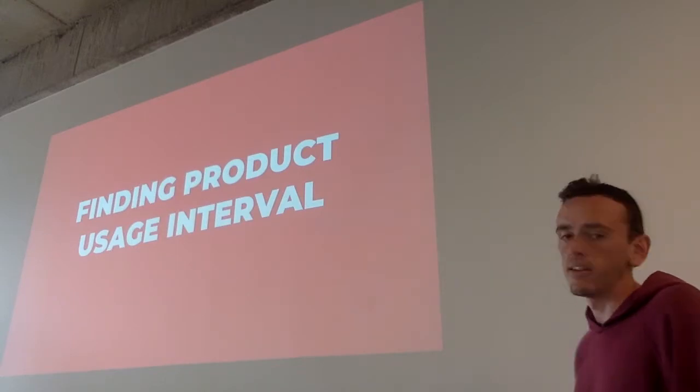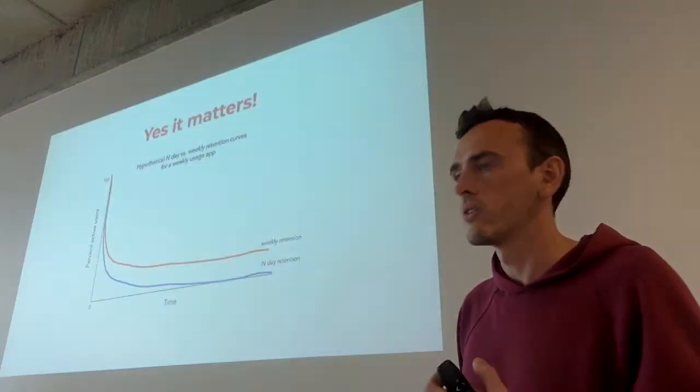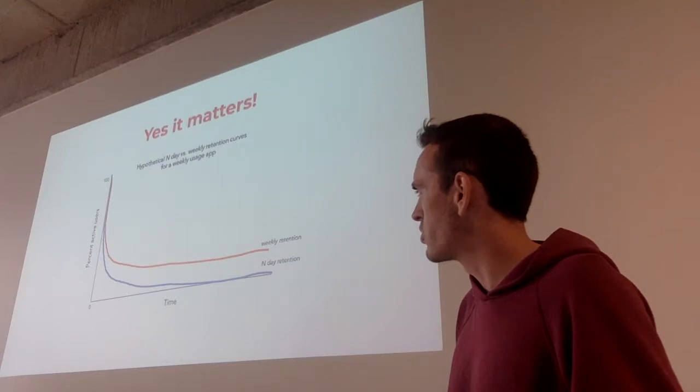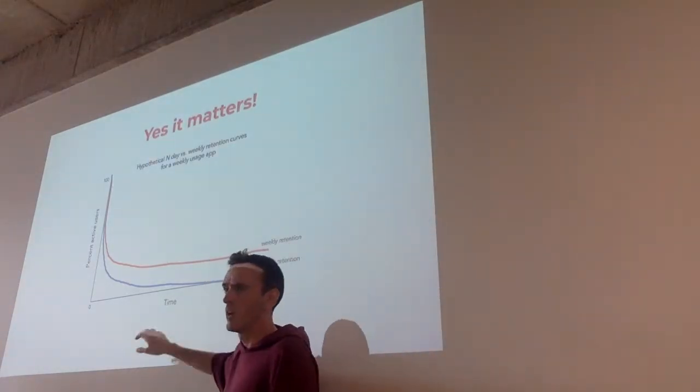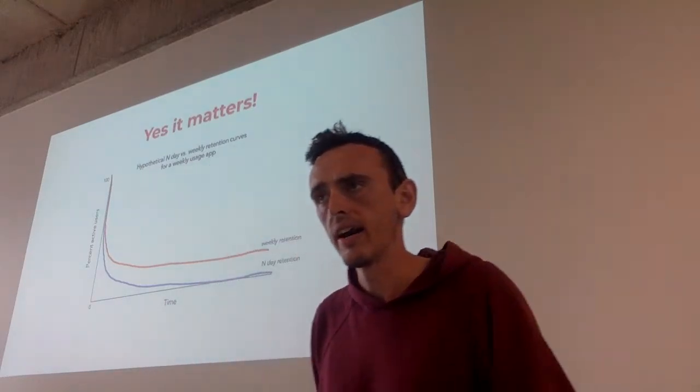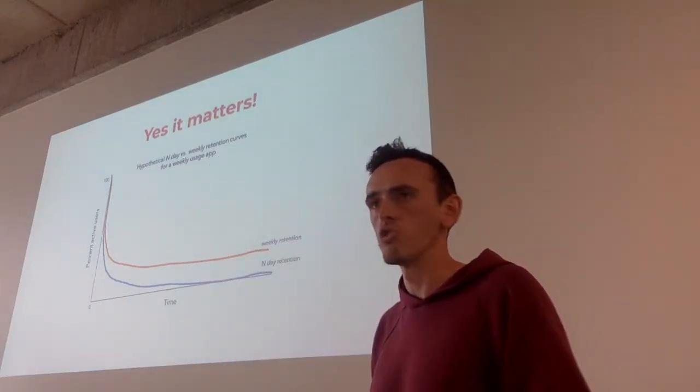So we're going to talk about finding the product usage interval and why it matters. Product usage interval is quite important. It's what you basically define when it comes to defining the time. Here's an example of how a graph might look depending on what you define as the product usage interval.